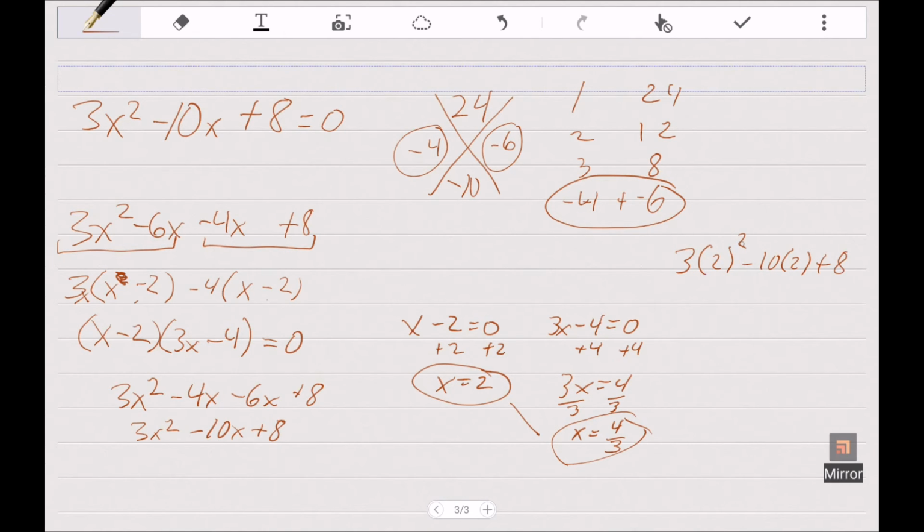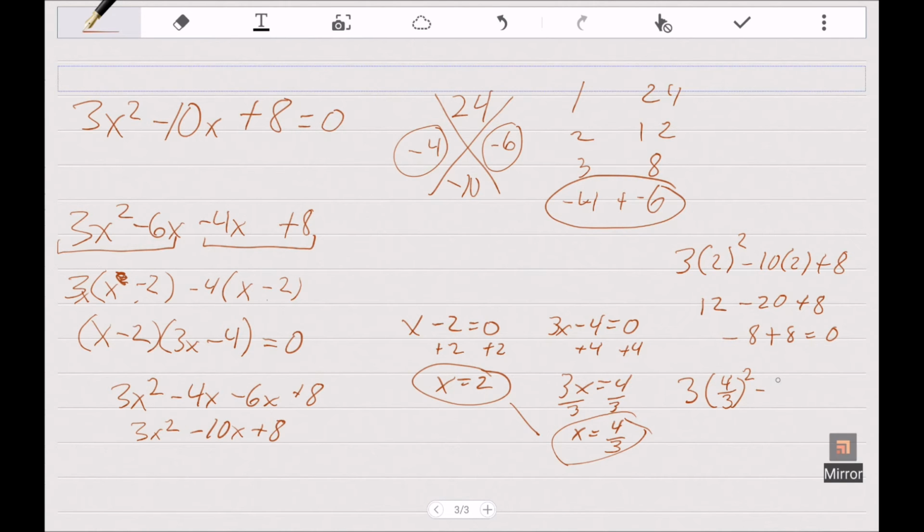2 squared is 4. 4 times 3 is 12. Minus 10 times 2. 10 times 2 is 20. Plus 8. 12 minus 20 is negative 8. Plus 8 equals 0. So far so good. Now you get to watch me play with fractions. Aren't you lucky?